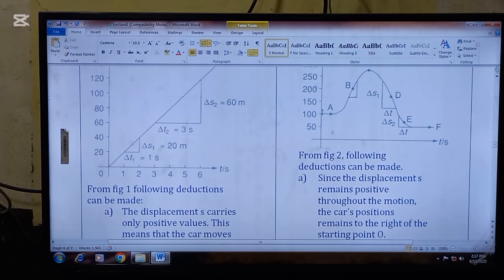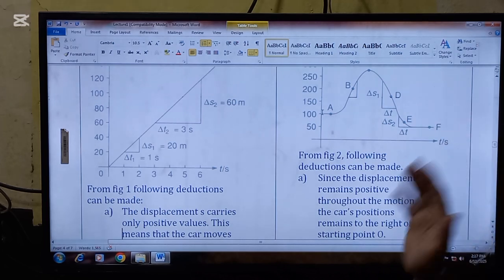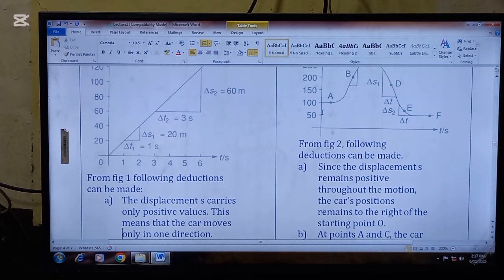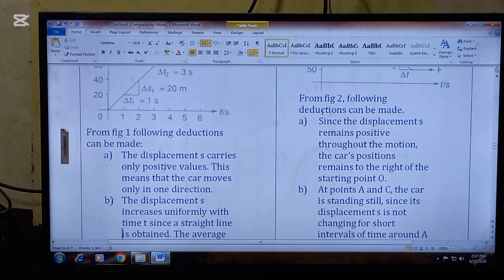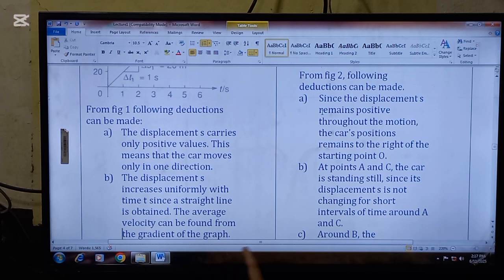The displacement carries only positive values because it is going upward. This means that the car moves only in one direction. So this is the first deduction that is made from the graph, because the graph is going upward. So the car is moving in only one direction. The displacement S increases uniformly with time since a straight line is obtained. The average velocity can be found from the gradient of the graph. So this is another deduction.